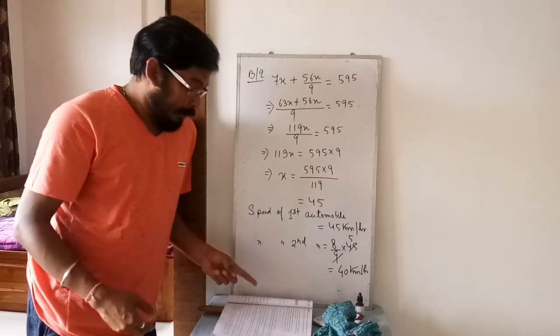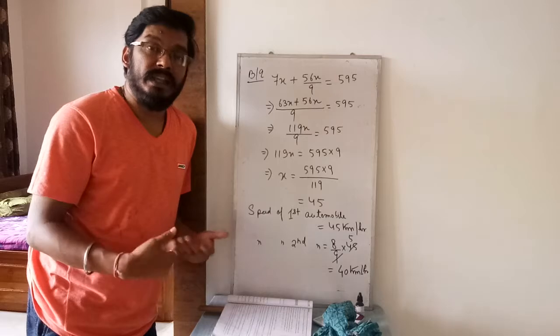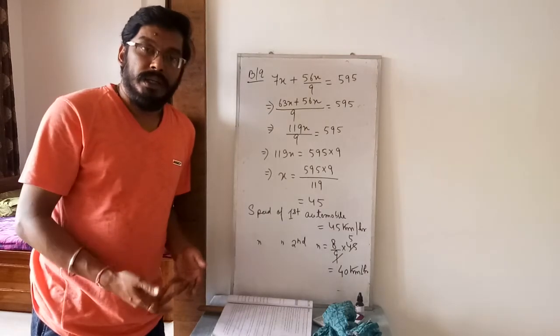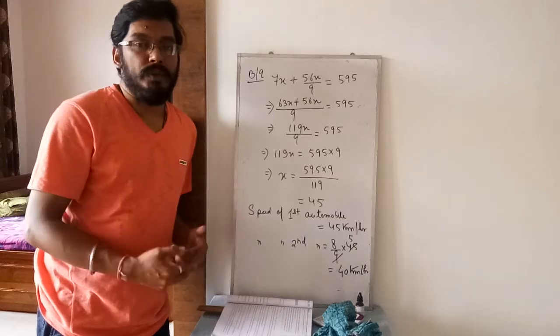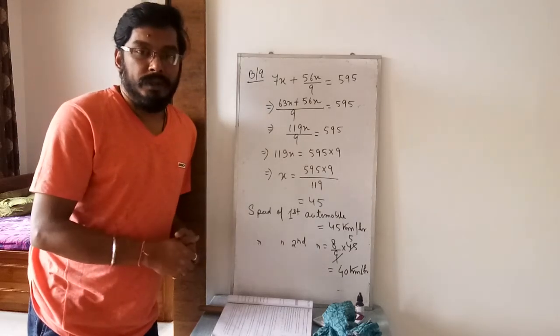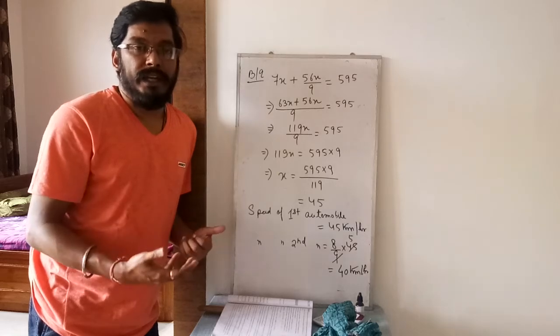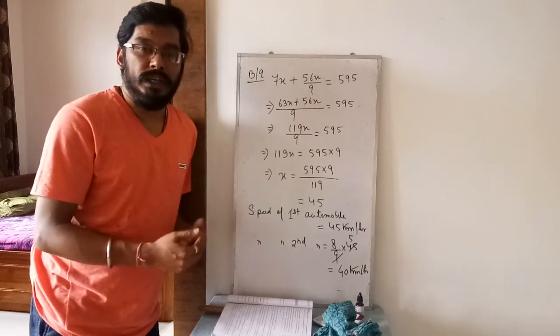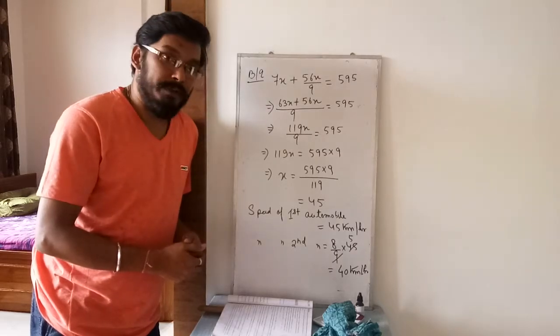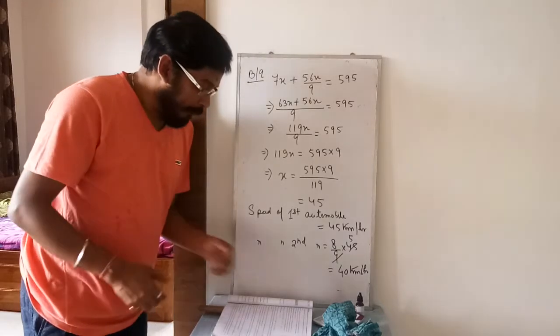So speed we know for both of them. What is the time? Both the cars met in 7 hours. It means what? They traveled for 7 hours. So I have found out the distance traveled by each of them in 7 hours. When I add up the distance of both the cars, I will get the total distance. Total distance was how much? 595. Hope it is clear.